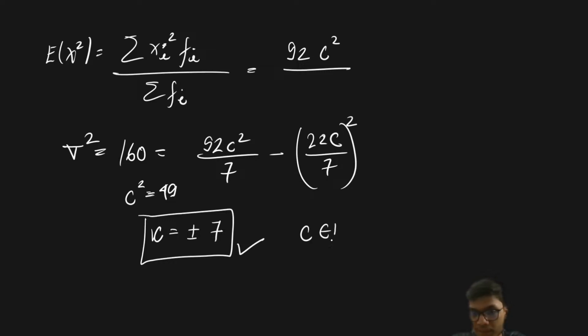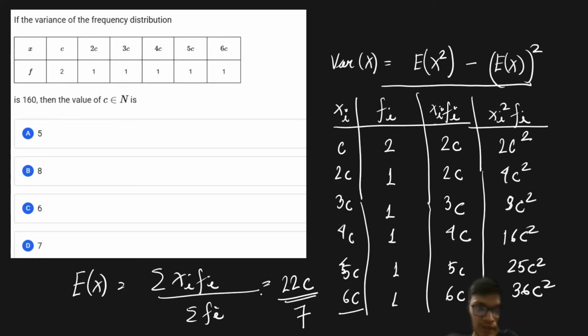And it is said that c belongs to the natural numbers. Therefore your c should be equal to 7. That is what the problem is asking, that we have to find the value of c. So the value of c is equal to 7, which is option D, the correct answer for this particular problem.